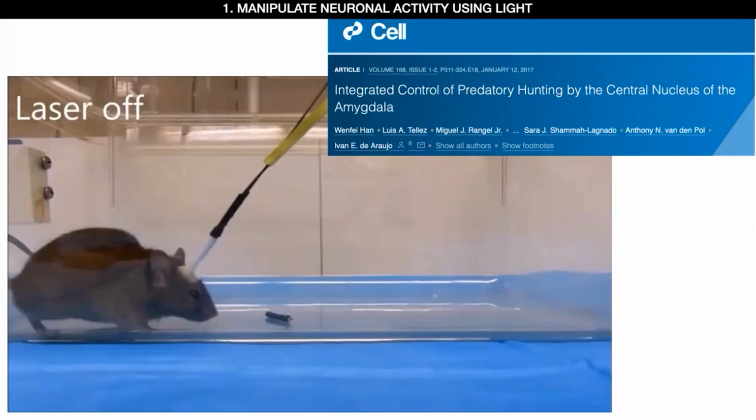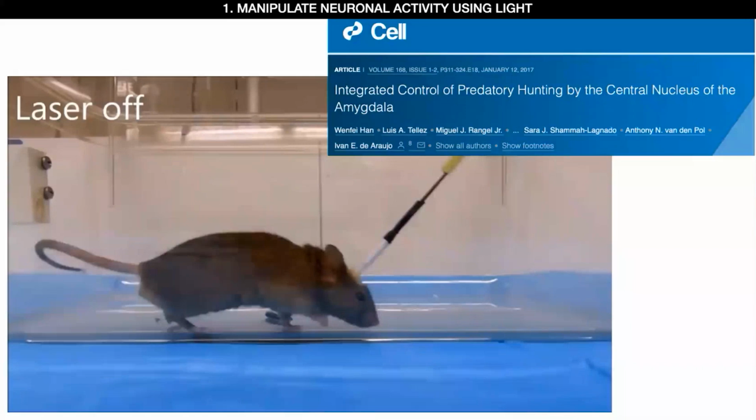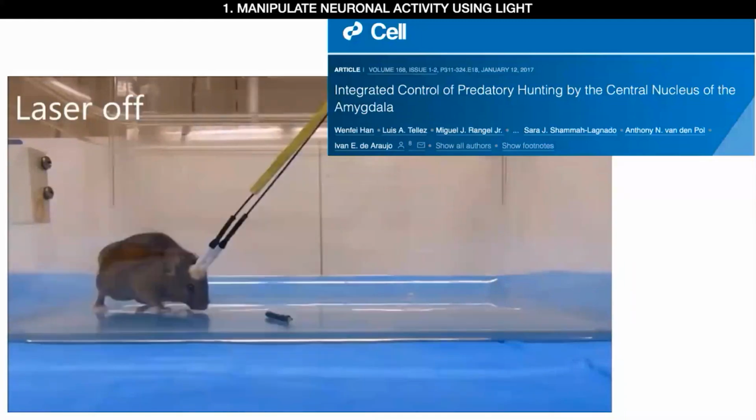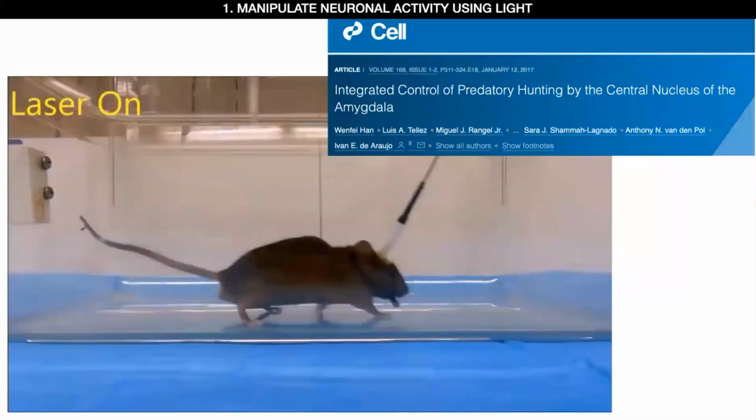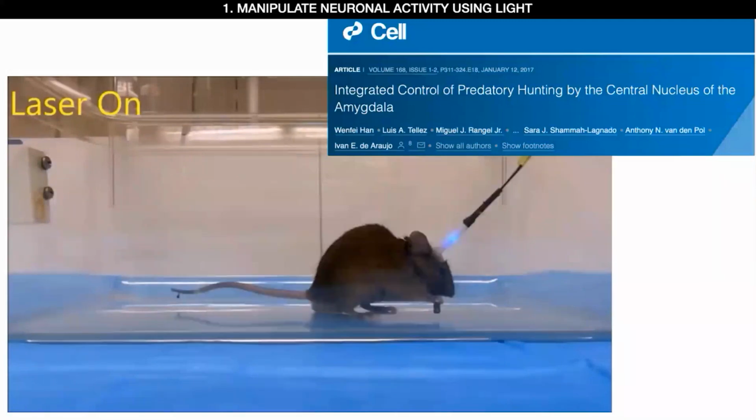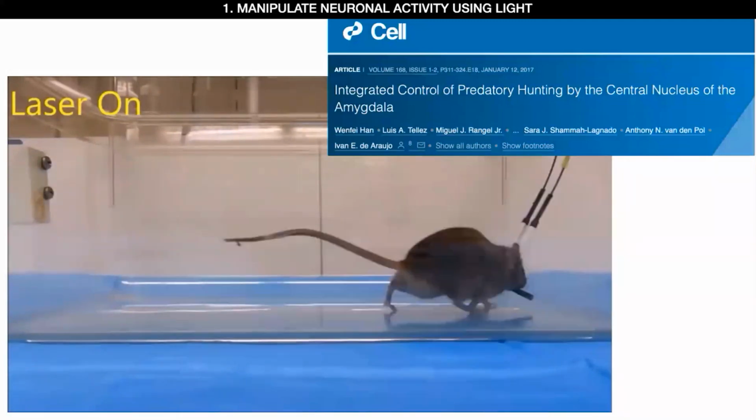This is another striking experiment that has been done in mice. They were controlling a specific area of the amygdala, which is important for controlling predatory hunting. You can see the normal behavior of the animal with the laser off, and then when the laser goes on, you can see immediately the change in the behavior of the animal towards this piece of hood that, until then, was totally unaffecting the behavior of the animal. You can also see very clearly what is happening when the light is on.